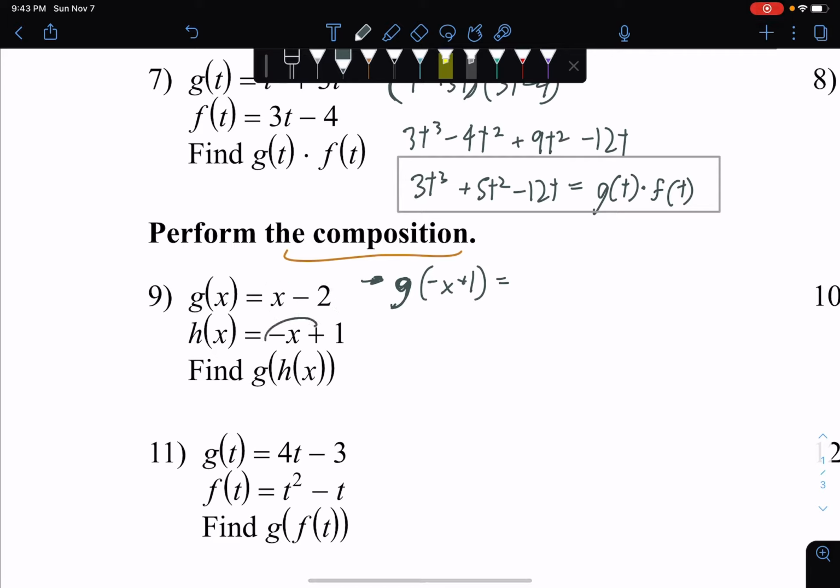Provided that this is our x, so x is equal to negative x plus 1, we will have negative x plus 1 minus 2. And let's proceed, continue, simplify: negative x minus 1. This is our final answer.